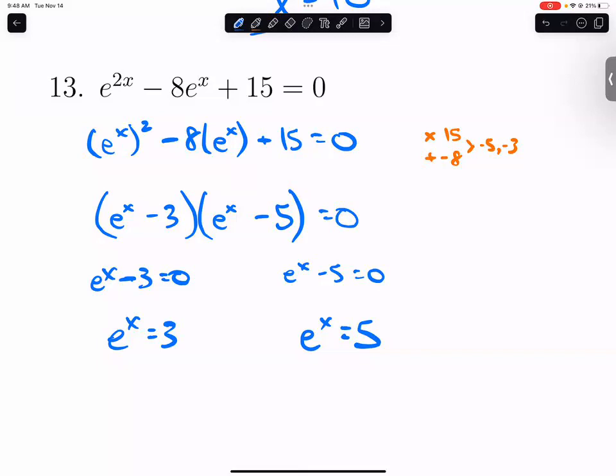If e to the x is 3, forget about everything else that already happened. If e to the x is 3, then what's x? How do you solve this? Natural log. Yeah. x is the natural log of 3. And just because we did a bunch of mechanical algebra stuff, just to make sure that we're thinking about stuff, e to the x, we're asking where it's equal to 3. Okay, that makes sense, right?